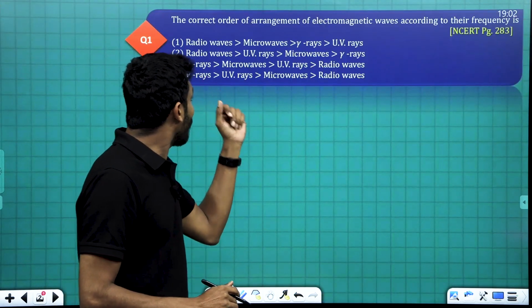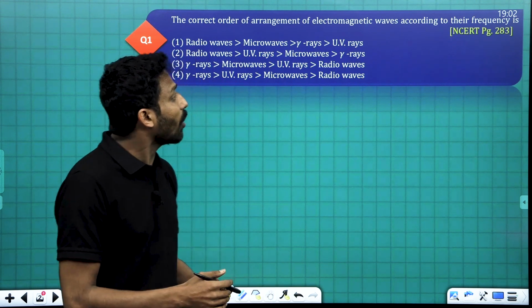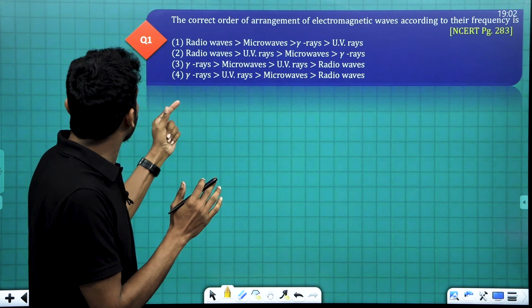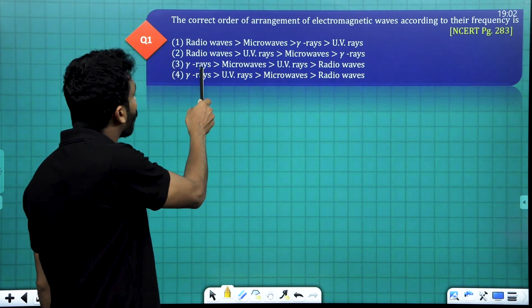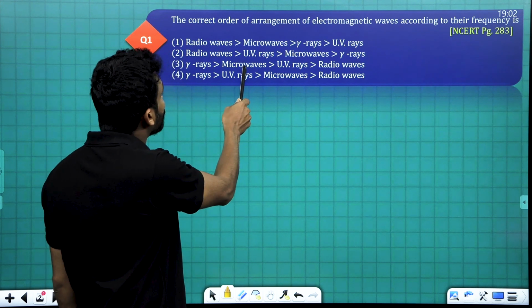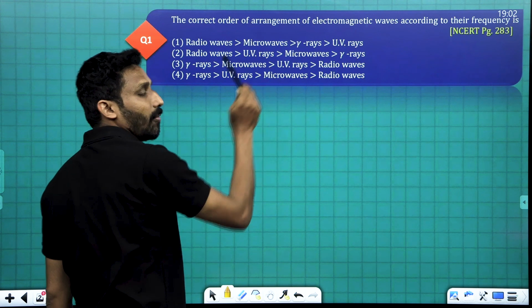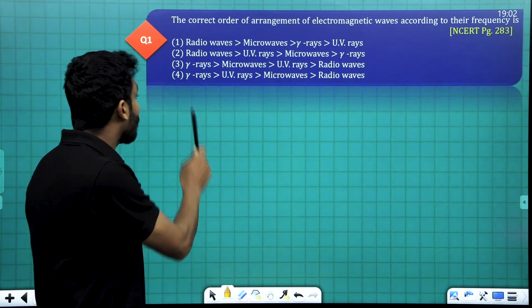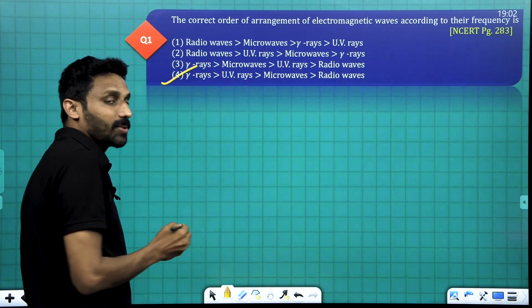1. The correct order of arrangement of electromagnetic waves according to their frequency is. Which one has the greatest frequency out of these? Gamma rays have the greatest frequency, then ultraviolet, then microwaves, radio waves. Out of the given four electromagnetic waves, gamma, ultraviolet, micro and radio waves, the answer is option 4.